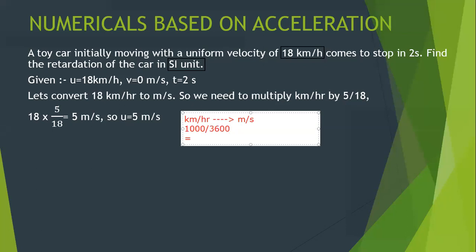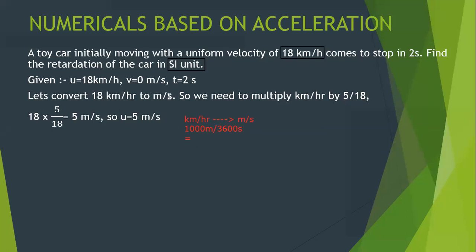So now 1000 divided by 3600 is meter per second, because 1 kilometer is equal to 1000 meter, and 3600 seconds is equal to 1 hour. Now, this 0 and this 0 get cancelled, and this 0 and this 0 get cancelled. Now, what am I left with? 10 by 36. So, in the table of 2, I will find 2 5s are 10, and 2 18s are 36.